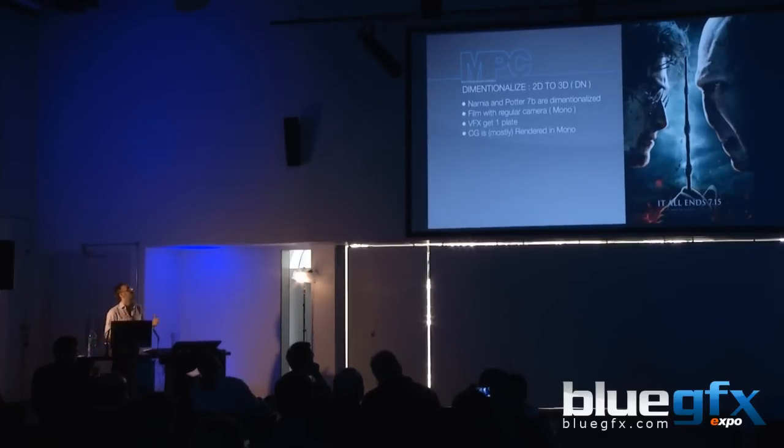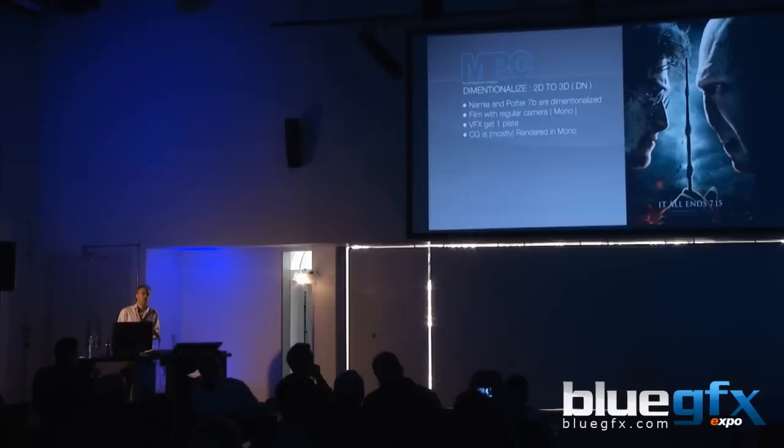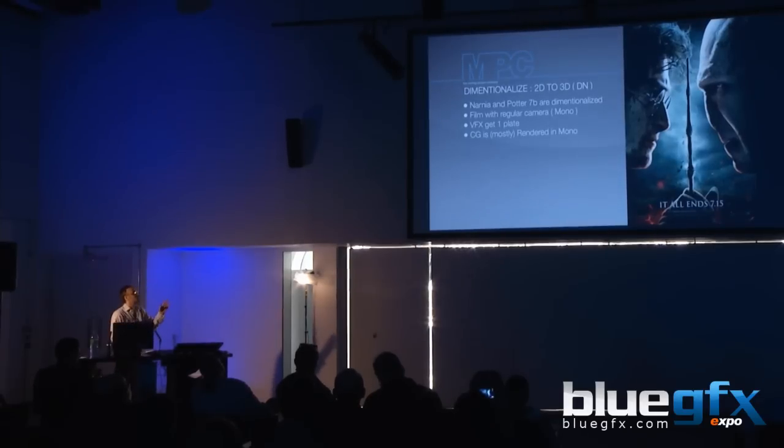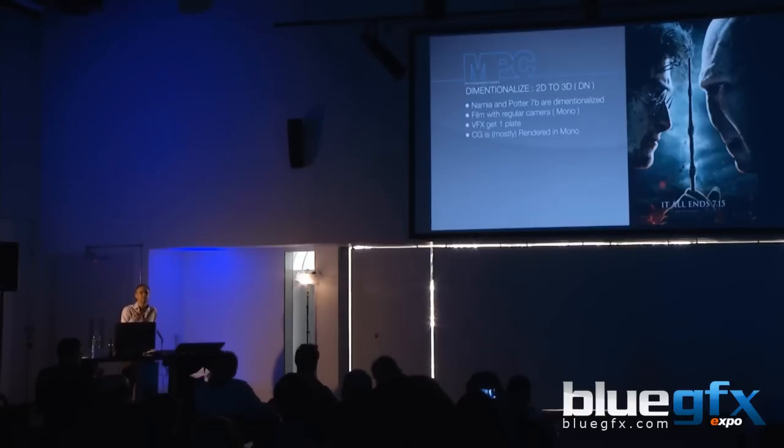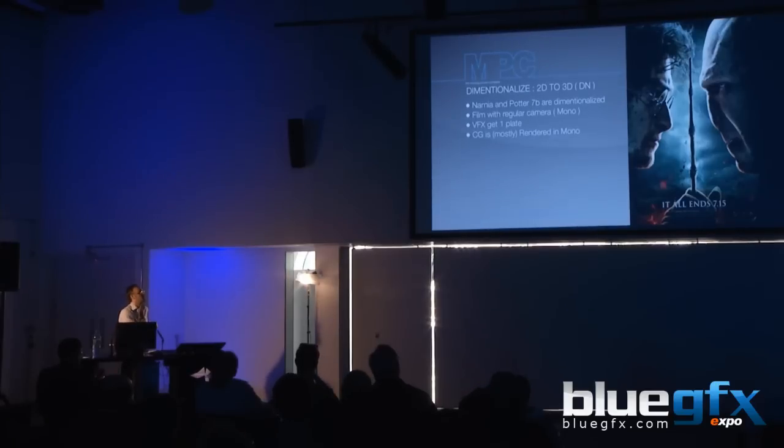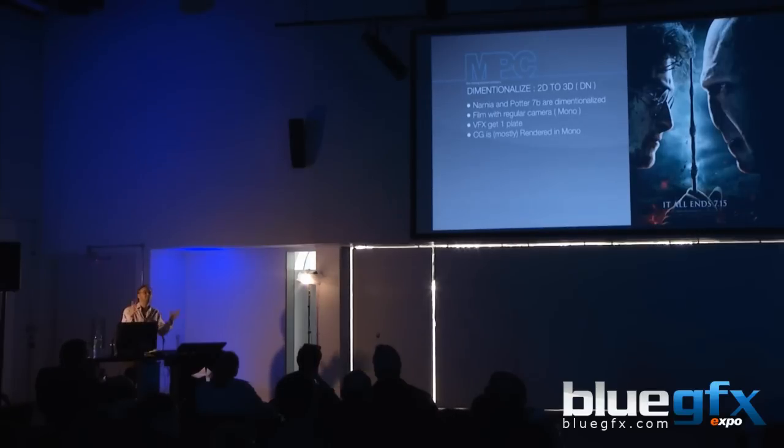CG is rendered mostly in mono: we have one plate, one camera, we do CG in mono. I say mostly because both in Potter and before that in Narnia, we tend to do full CG shots in stereo, because no one wants to dimensionalize a full CG shot when everything is there just to be re-rendered. And in some cases, and we'll talk a little bit about it after in mixed stereo, that's the case for Potter, we actually do about 80 shots where we are doing the 3D version internally at MPC, and so we do mixed stereo.